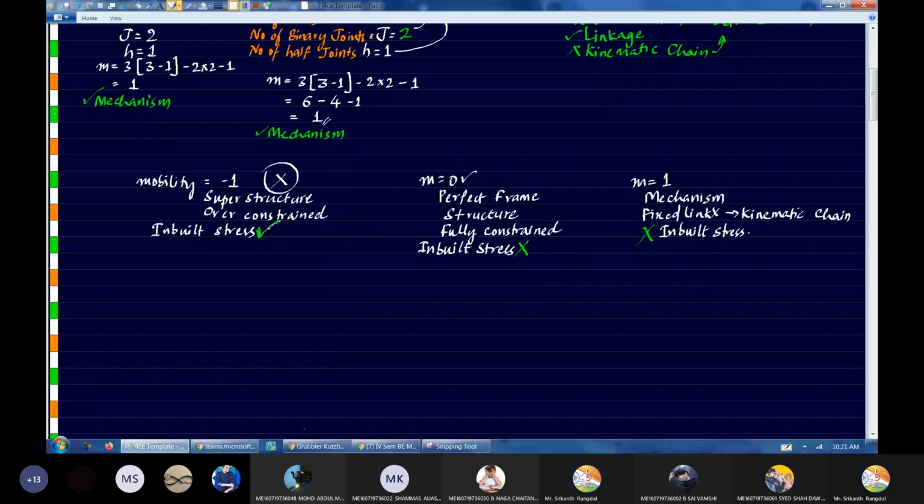And again, you can continue to talk about mobility greater than 1. If mobility is greater than 1, then it is not a mechanism, but you can definitely call it a linkage.